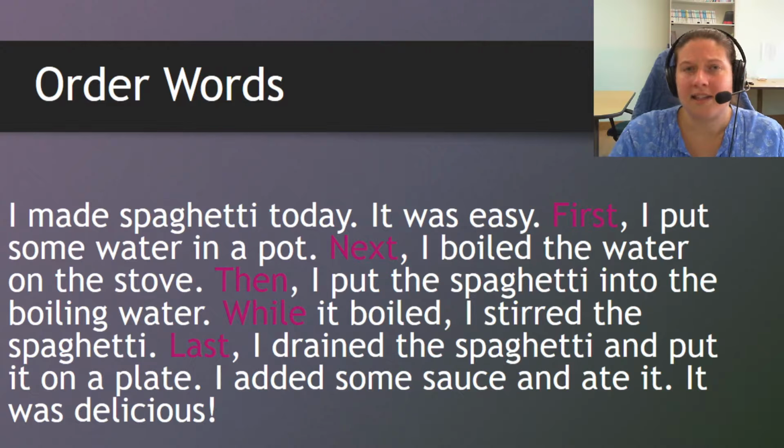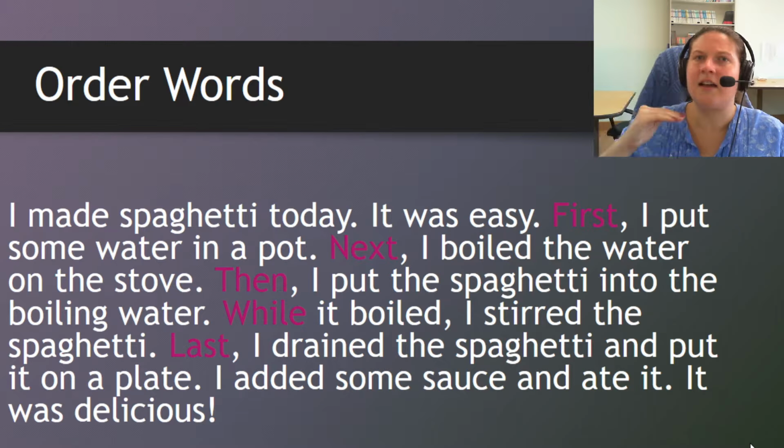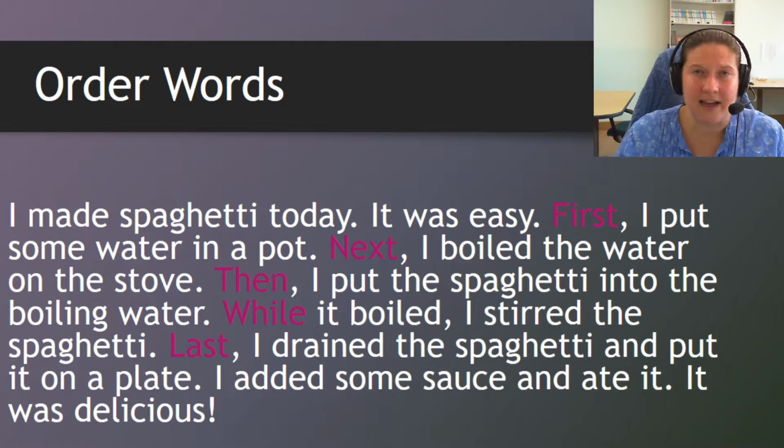So let's take a look at the order words in my first example. We have first, next, then, while it boiled, and last. These tell you about the time. It's not just that the sentences are written like this, it's that we add some words to highlight what order these events are happening in.